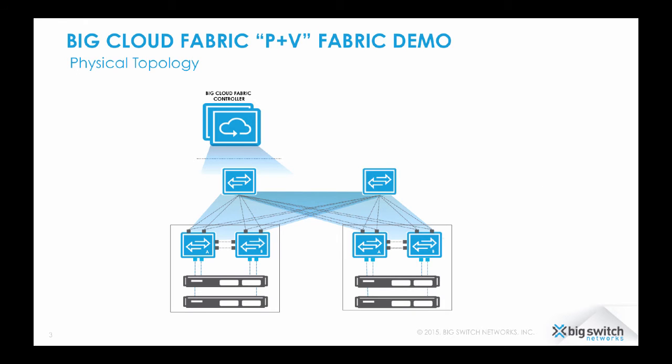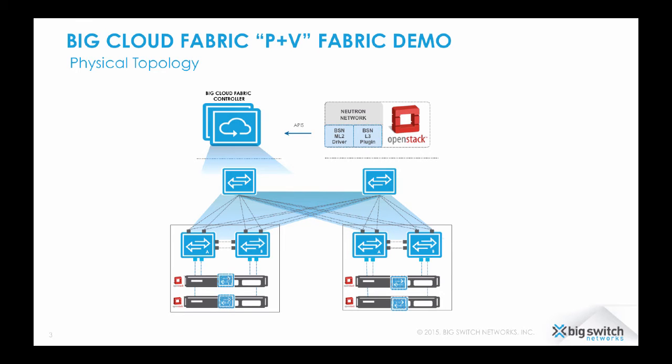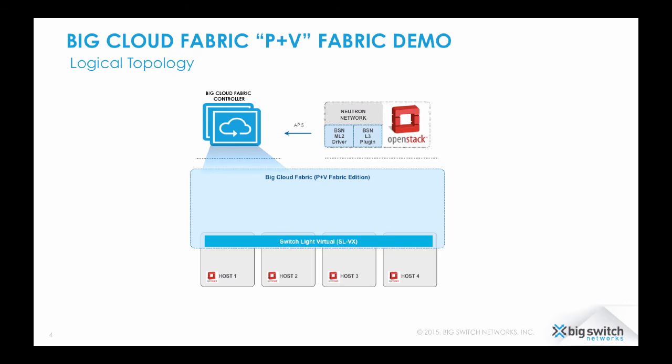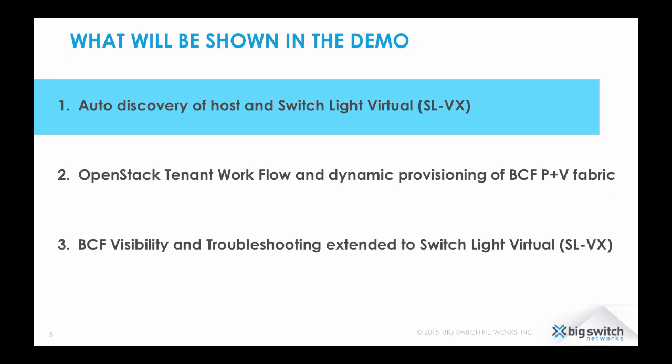To demonstrate that, I'll be using BCF 2-rack topology with 4 compute hosts which are part of OpenStack cluster. As part of initial deployment, the OpenStack cluster is installed with Big Cloud Fabric plugins for OpenStack Neutron with SwitchLite Virtual installed on these compute nodes. The entire physical and virtual switches are managed by Big Cloud Fabric controllers as a single P+V fabric. Let's look at how BCF controller auto detects and manages the SwitchLite Virtual.